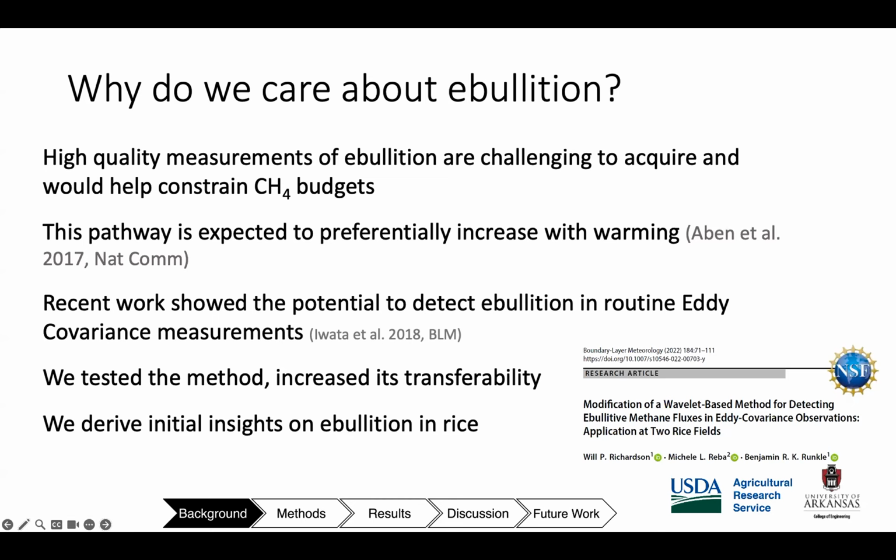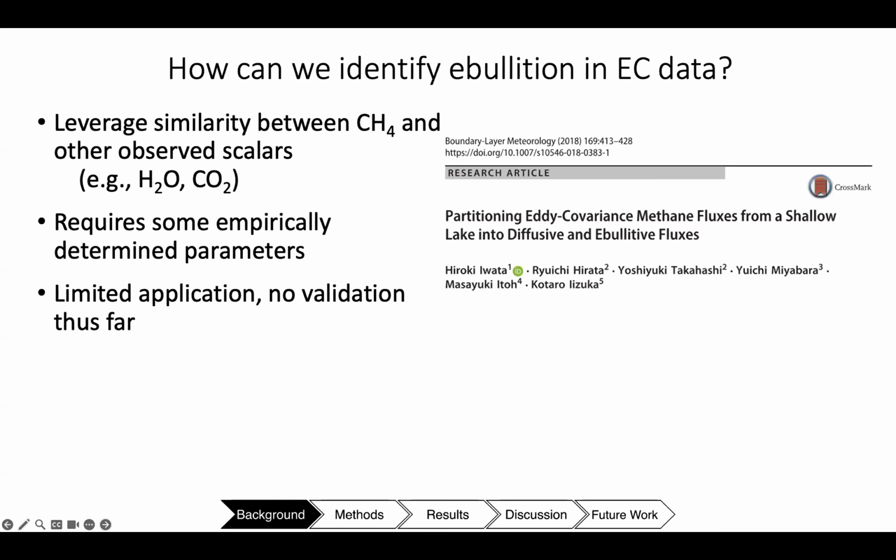So we've looked at a recent paper from Japan, from Iwata et al., looking at ways to detect ebullition using the kind of graphics that I showed earlier. We tested this in our paper, led by my current grad student, Will Richardson, and also in collaboration with Michelle Reba from the USDA. We looked at this method, and at ways to increase its transferability in different landscapes. And we also looked at the landscape in rice, just to look at some of the mechanistic insight that we could gather about the emissions there.